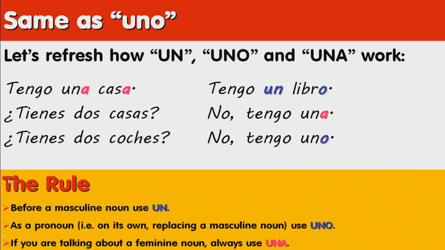So in short, the rule: before a masculine noun, use un libro, un hombre, un niño. As a pronoun, that is to say on its own, replacing a masculine noun, use uno. For example, in this case, we know because of the context that uno really means one car. So it's replacing the name. When it's replacing the name, so when it's a pronoun, we say uno. And if we are talking about a feminine noun or pronoun, always use una. Una casa or tengo una.